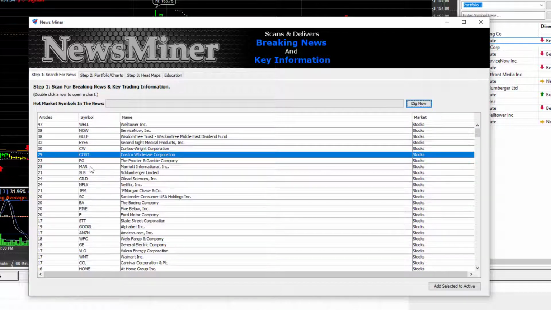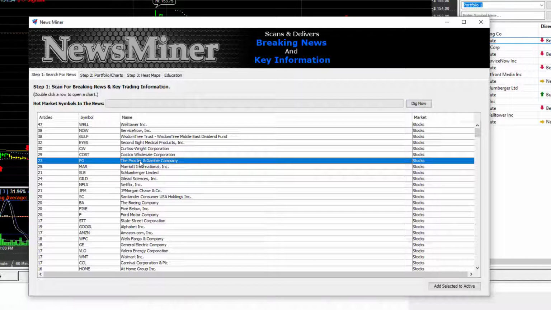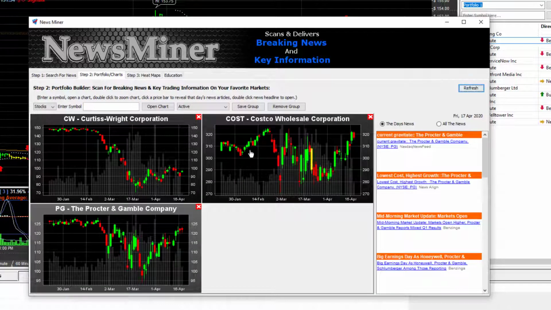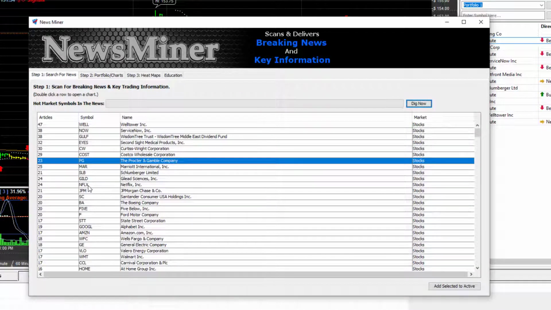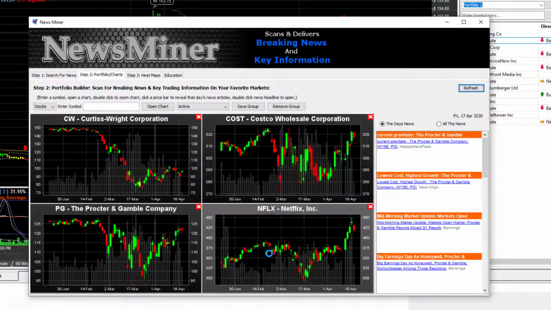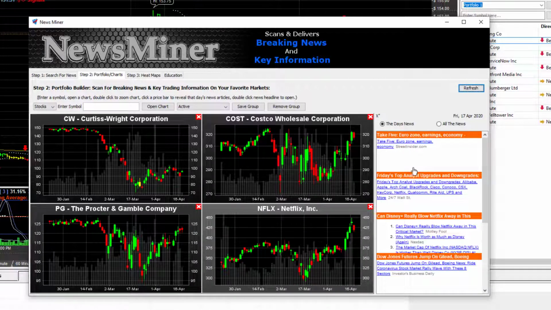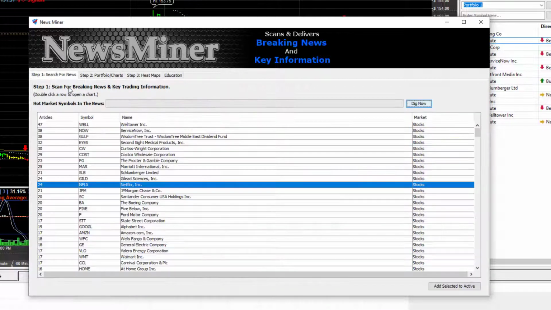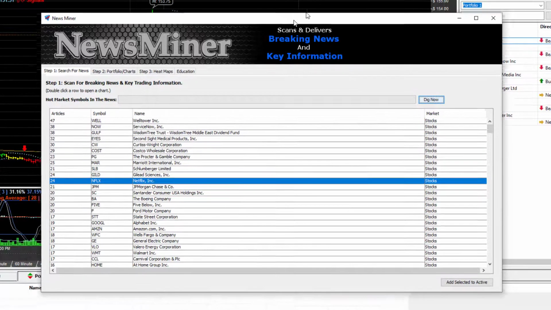We can come back and there's another good one, Procter & Gamble. We double click on that one and we pull up Procter & Gamble. And again, there's Netflix. We can pull up Netflix and take a look at that one. And so we can see all the news on all these different stocks that are coming up as these big search stocks, okay, as these big news item headlines.